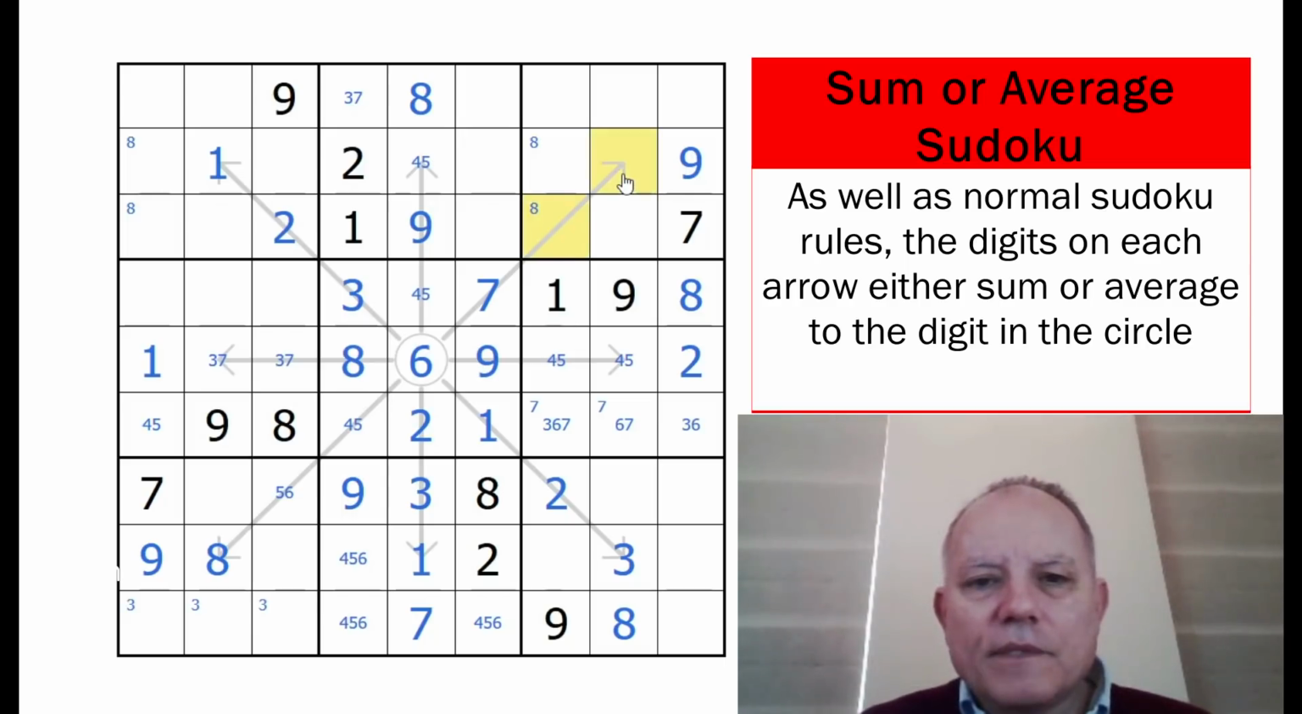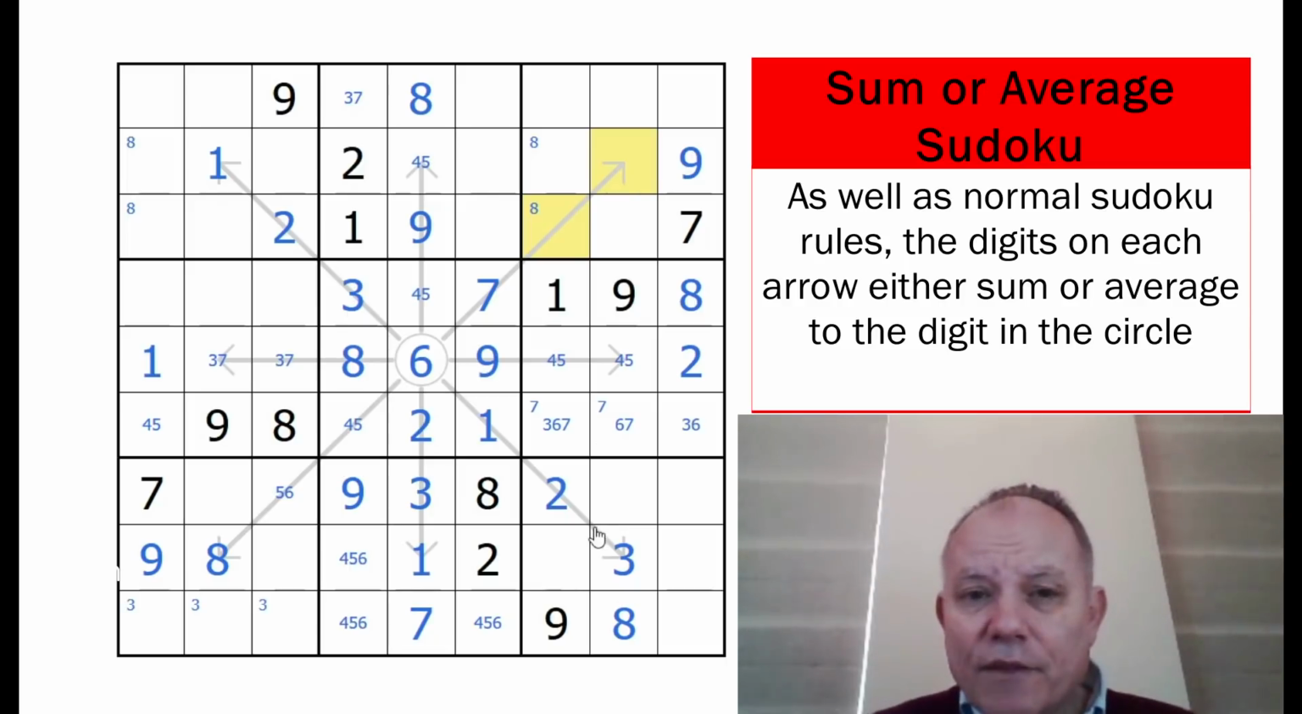Now, these two add up to 11. They can't be 9, 2. They can't be 7, 4. They can't be 8, 3 because we've got 8 and 3 there. So they must be 6 and 5. This must be where 8 is. Let's get it out of there. That's good.